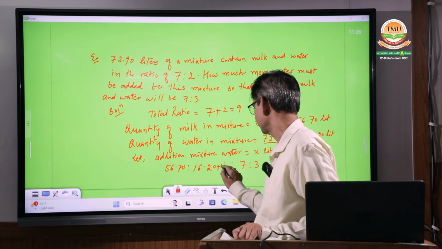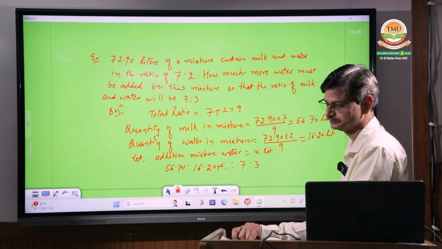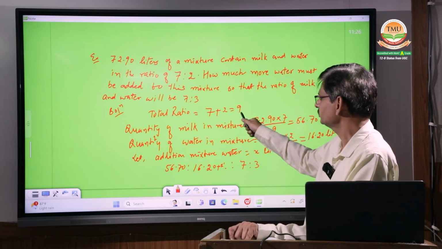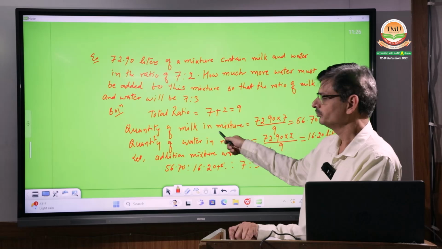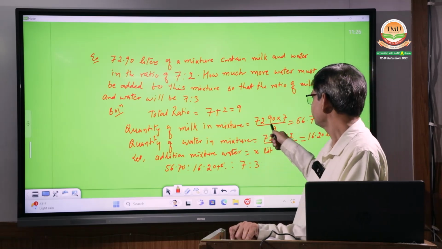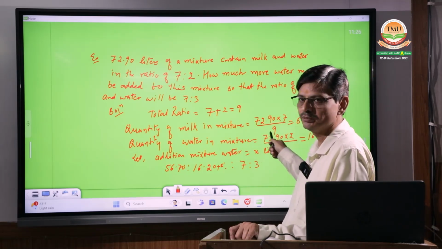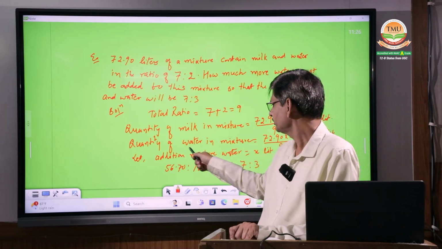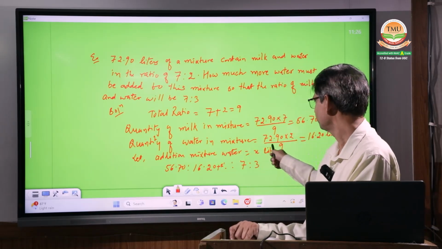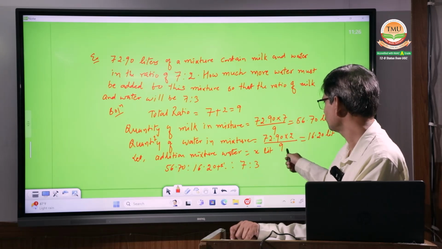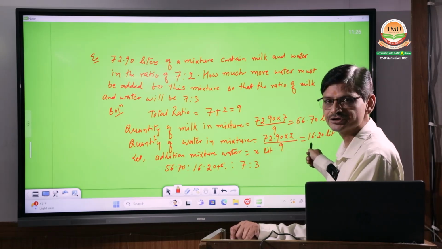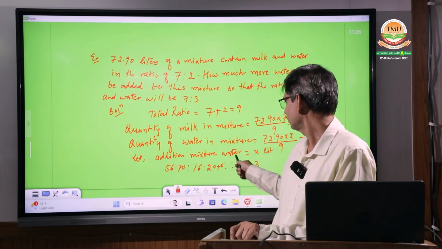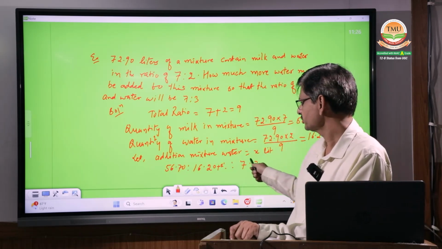72.90 liters, which will be X. Now this is the total ratio, 7 plus 2, that is 9. Quantity of milk in the mixture is 72.90 into 7 upon 9, which will be 56.7 liters. And the quantity of water in the mixture is 72.90 into 2 upon 9, and this will be 16.20 liters. Let the addition of water to the mixture be X liters, suppose.